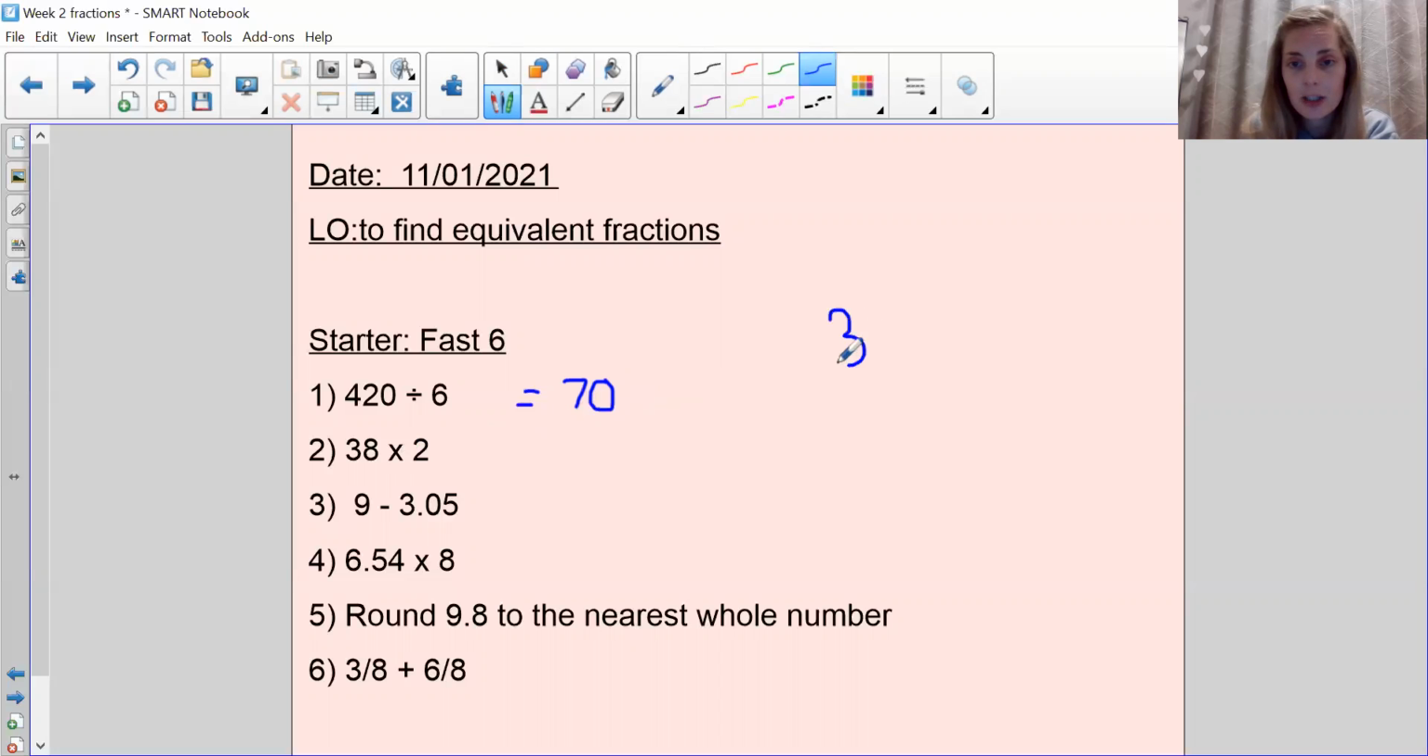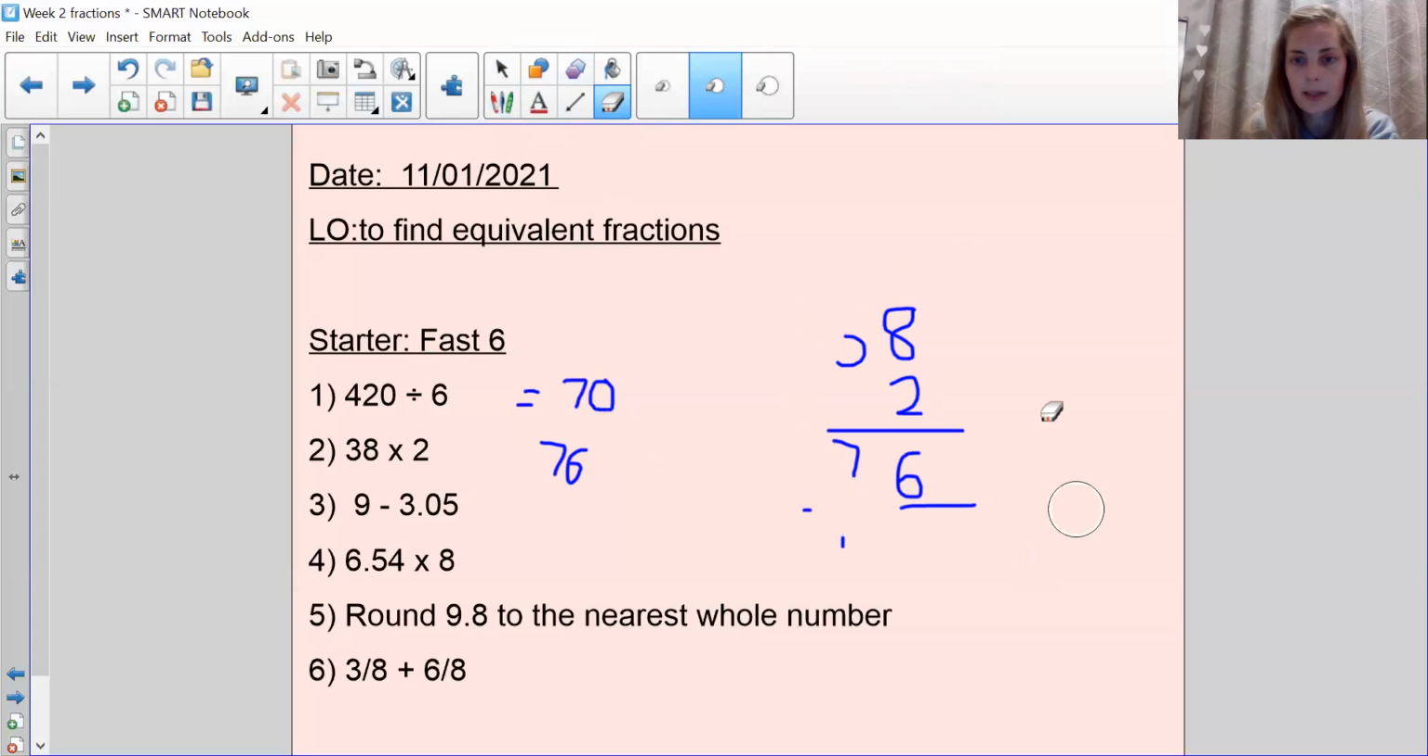Right, another multiplication sum. Here we go. So setting it out vertically, 38 times 2. Now, some of you could probably do this in your head. However, let's go through the formal method. 2 times 8 is going to be 16. Carry the 1. And 2 times 3 is 6, plus 1 is 7. And I get an answer of 76. Let's just rub this out.